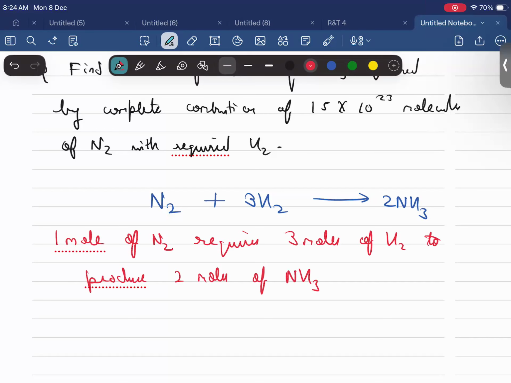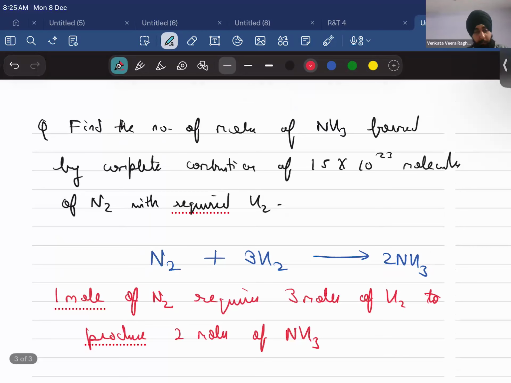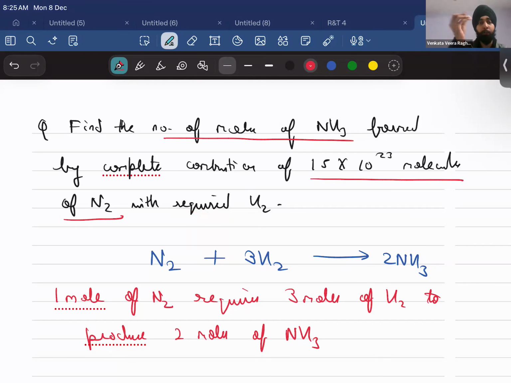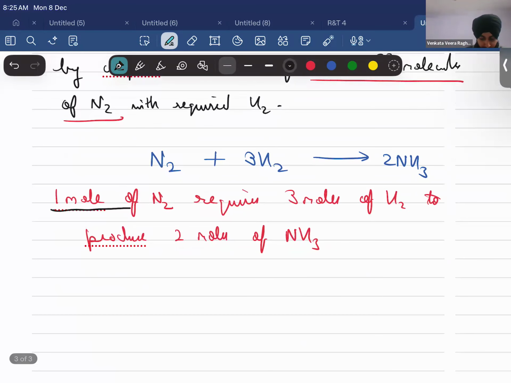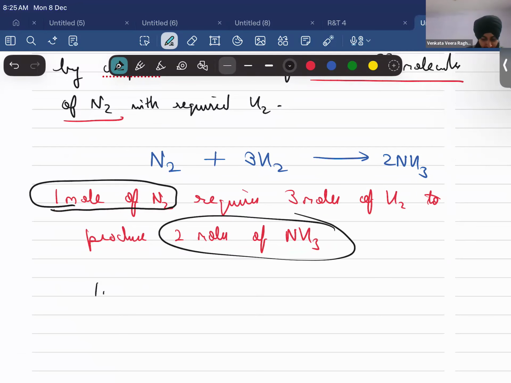Can you go a little up, sir? I want to see the question. We have to see the question, then solve the question. See the question, like what relation they are demanding from you. They are asking you to find the number of moles of NH3. That means NH3 must be formed by complete combustion of 15 into 10 to the power 23 molecules of N2. So they are saying establish a relation between N2 and NH3. Can we do that from this equation itself? Yes, 1 mole of N2 forms 2 moles of NH3.